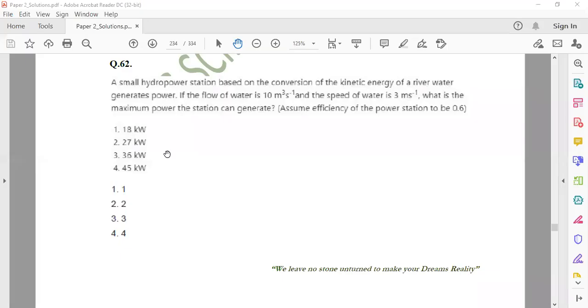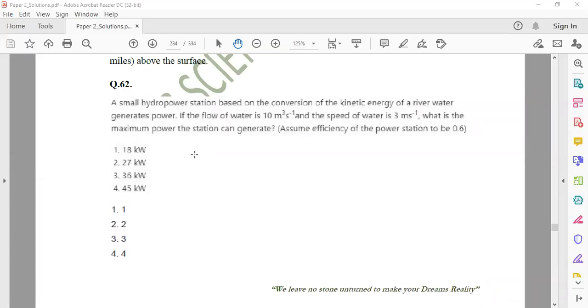Now let's talk about question number 62, which is one of the important questions and a very good numerical from energy. This question has been taken in the class also. Question number 62. It's a very simple question, not tough, but just a key hint.